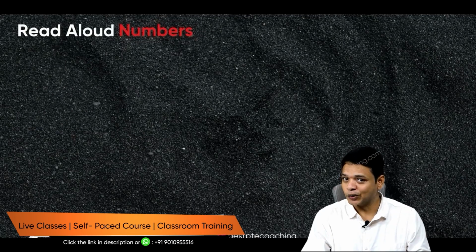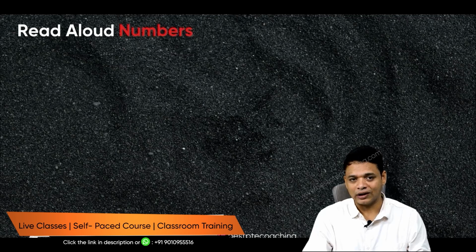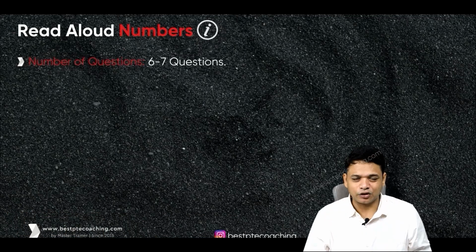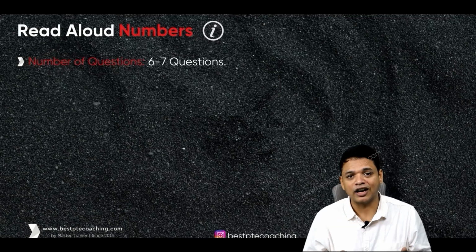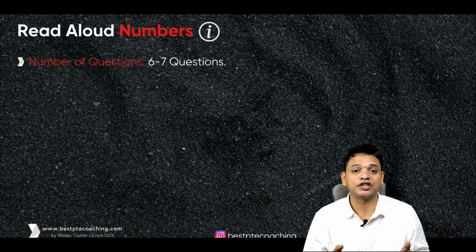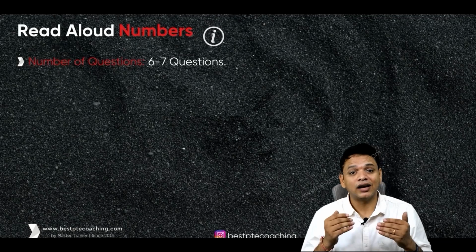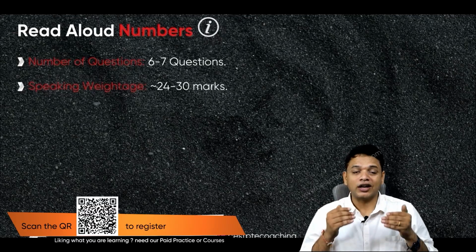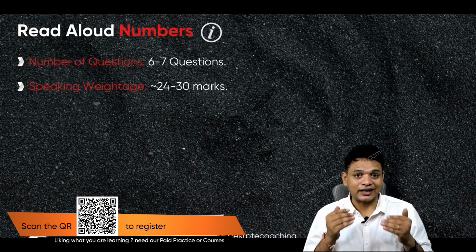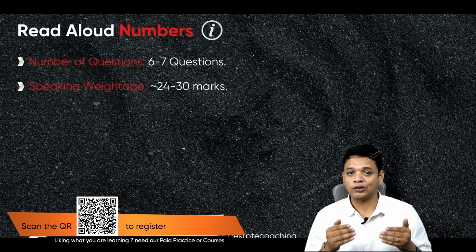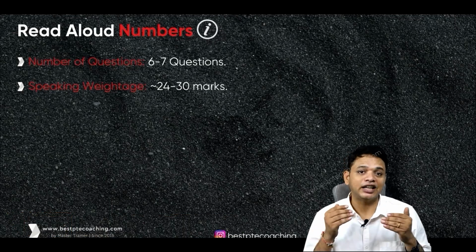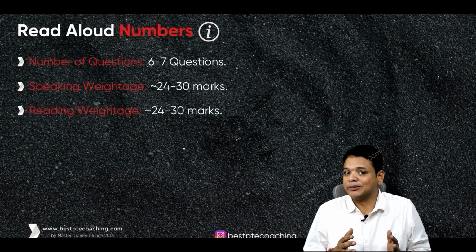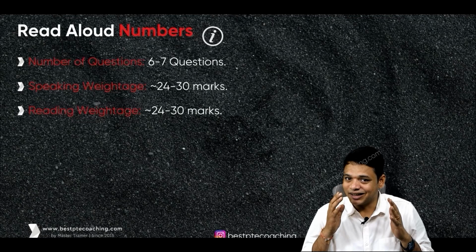Now let's look at the Read Aloud numbers: number of questions, score, all that stuff. First thing, in the real test you get 6 to 7 questions from Read Aloud. Minimum 6, maximum 7 questions you will be getting. If you answer these 6 to 7 questions the way PTE likes it, you will be able to get approximately 24 to 30 marks in speaking, and then approximately 24 to 30 marks in reading also.